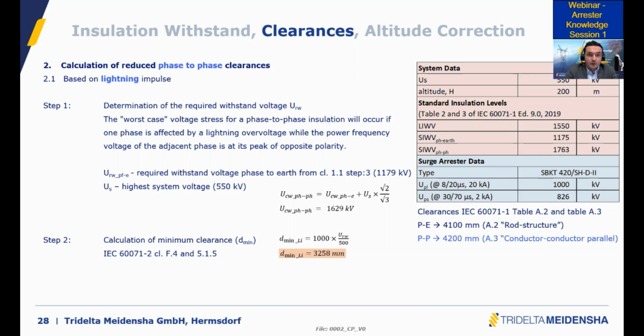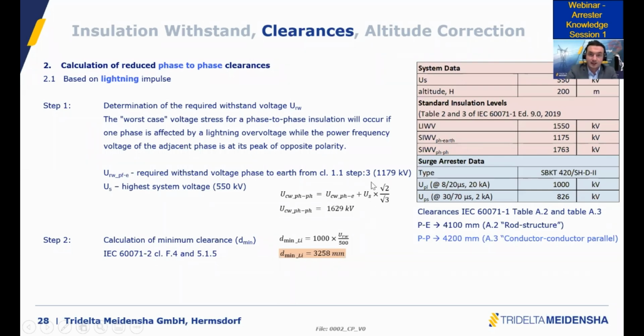So for the determination of the required withstand voltage, the worst case voltage stress for lightning impulses for a face-to-face insulation will occur if one phase is affected by a lightning overvoltage while the power frequency voltage of the adjacent phase is at its peak of opposite polarity. So you can see the formula, how to define this value here, and this is coming from the previous calculation.